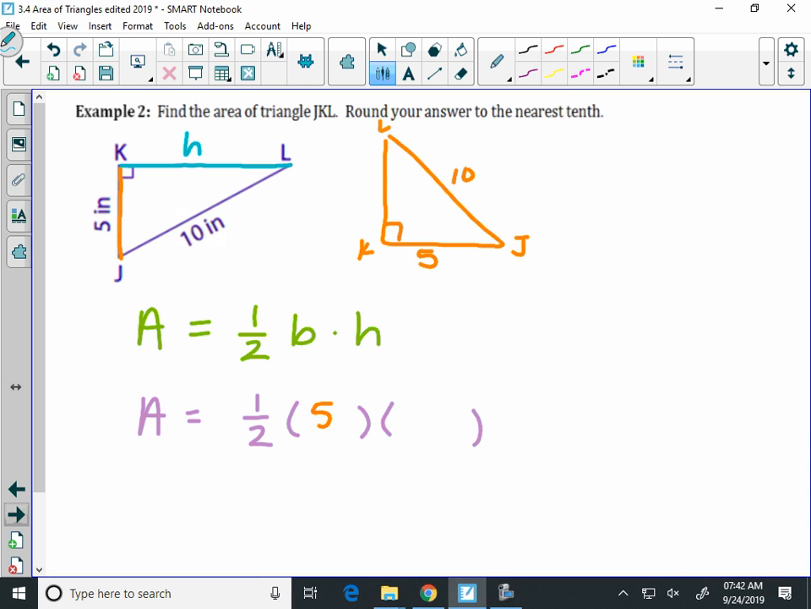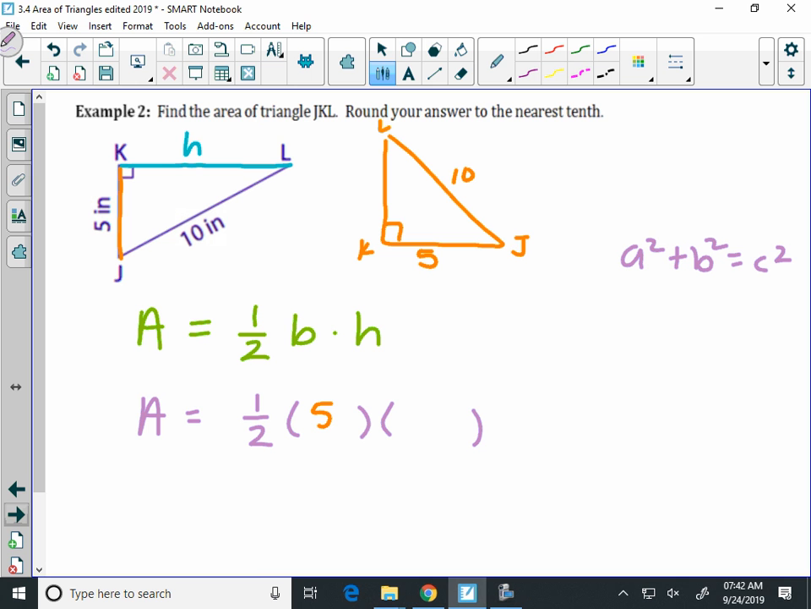Pythagorean theorem. So sometimes your piece is missing. Sometimes it's not as easy as that first example. Sometimes you need to do some math to find a missing piece. In this case, we need to find our height. Little helpful hint: if you're finding area and you're not given the height, more than likely you're using the Pythagorean theorem to find it. Okay? Helpful hint.